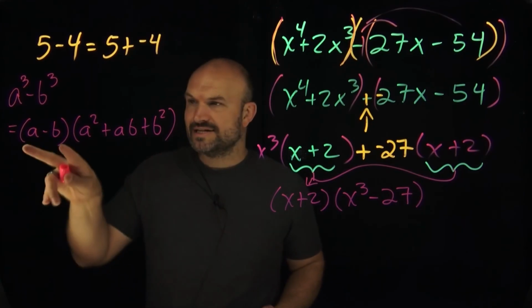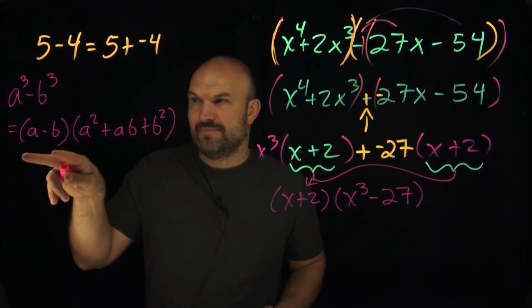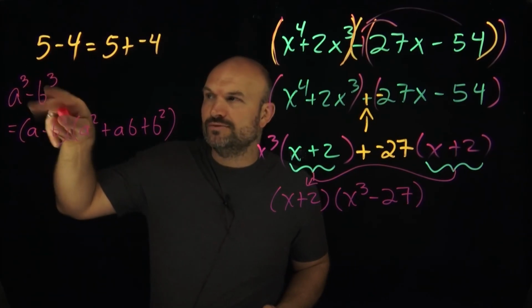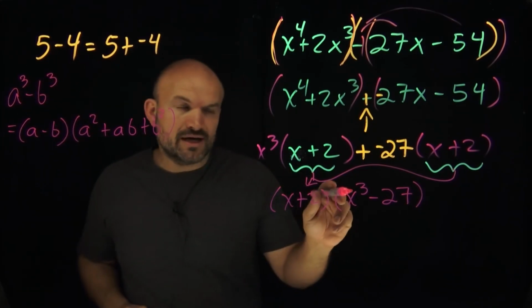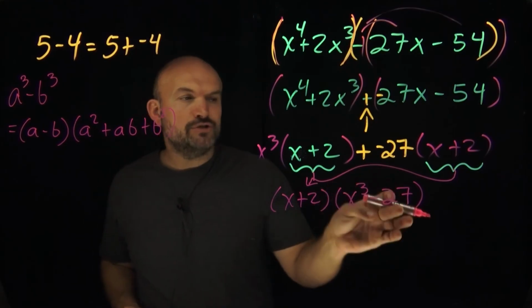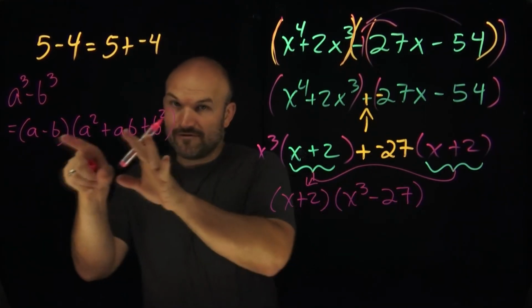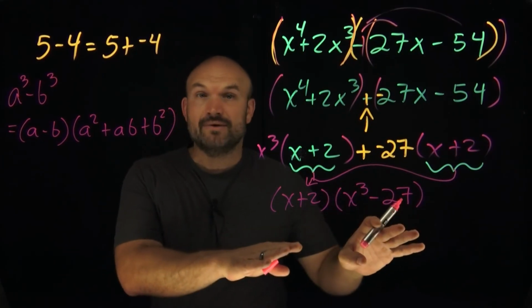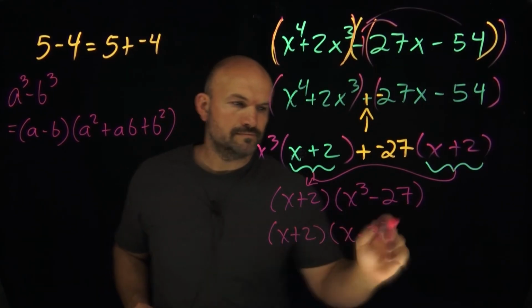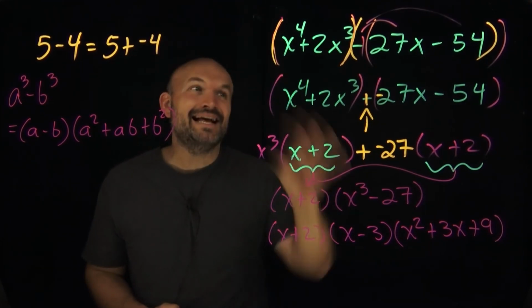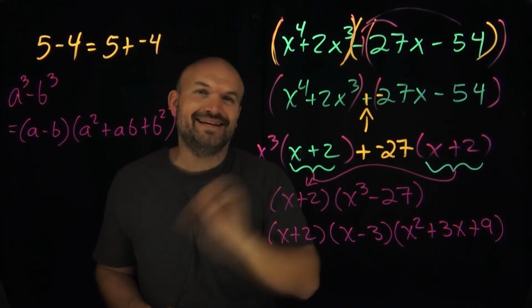So what I want you to recognize here is I need to figure out what my a and my b are. The base is just going to be the cube root of your a cubed and your b cubed. So the cube root of x cubed is going to be x, and the cube root of 27 is going to be 3. So therefore, just by following this rule, I can rewrite this in factored form. And there you go, ladies and gentlemen. Now we have factored this polynomial completely and avoided making our most common mistake.